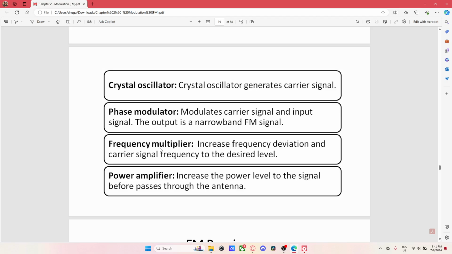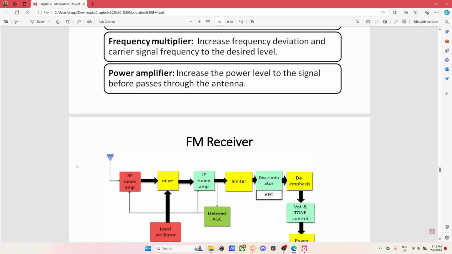Your frequency multiplier increases the frequency deviation and carrier signal frequency to the desired level that the transmitter needs. And your power amplifier increases the power level of the signal before it passes through the antenna, as it needs more power to transfer large data like this.